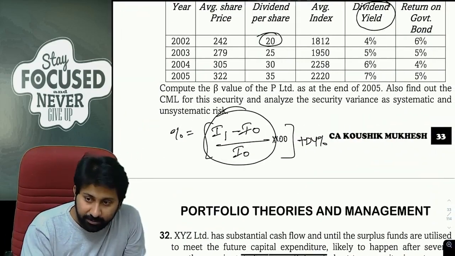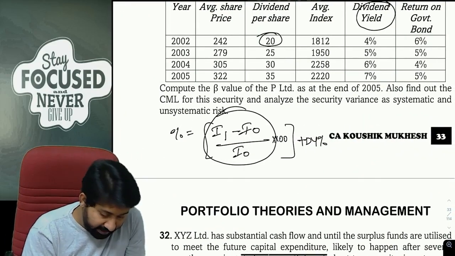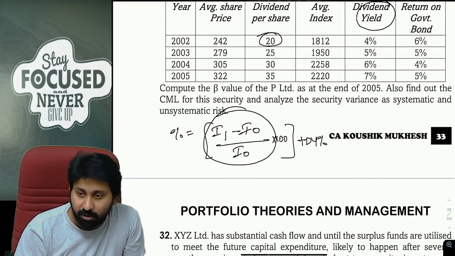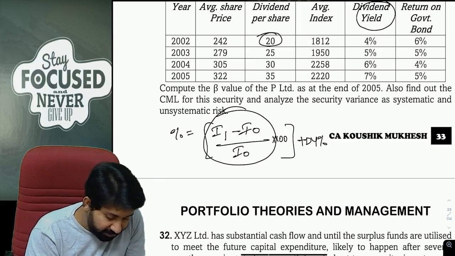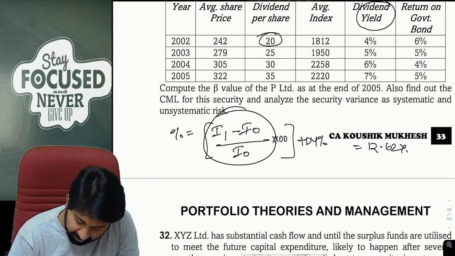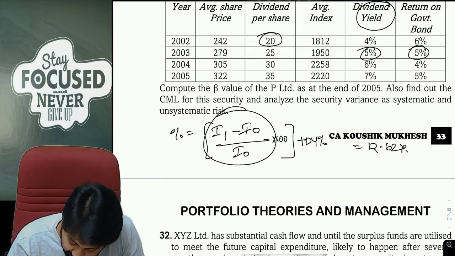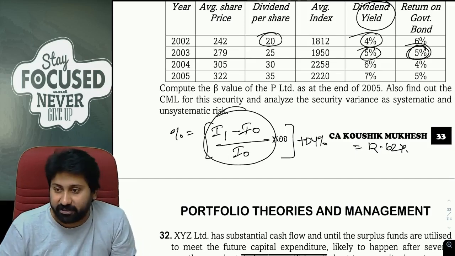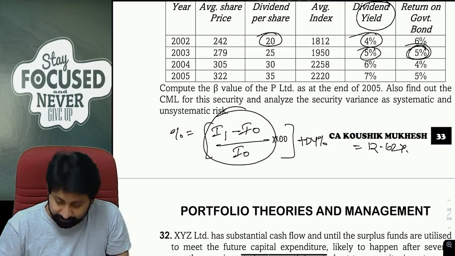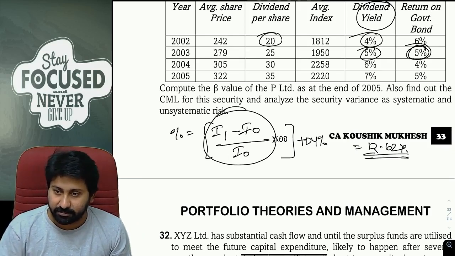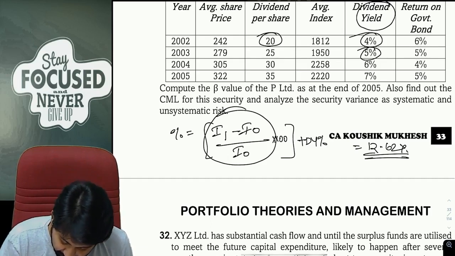So I1 is 1950 minus I0 1812, whole divided by 1812, into 100. One value will come. To that 5% you need to add. How much, sir? 5%. How much it became? 12.62. This one you need to add. I1 minus I0, whole divided by I0, into 100, plus the dividend yield of this year. So total it has become 12.62 percentage. This is a government yield. I mean, this one you need to add.